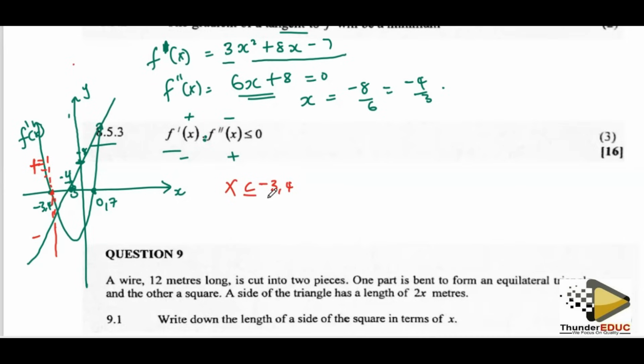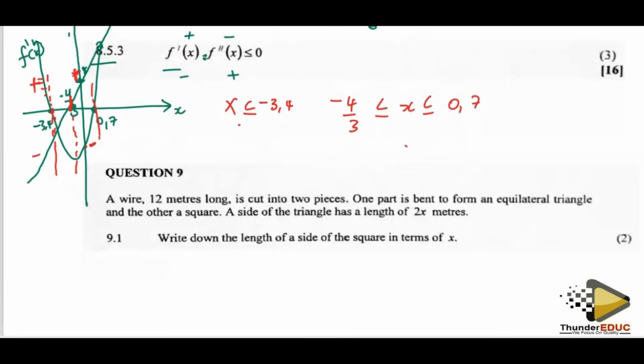That is one. And then when I look at this point, I can see that this graph is in the positive, but then this first derivative is on the negative. But this only occurs up to this point of 0,7, where this one is on top and this one is below. So I'm going to say negative 4 over 3 must be less or equal to x, and then less or equal to 0,7. So those are the intervals that they were looking for.